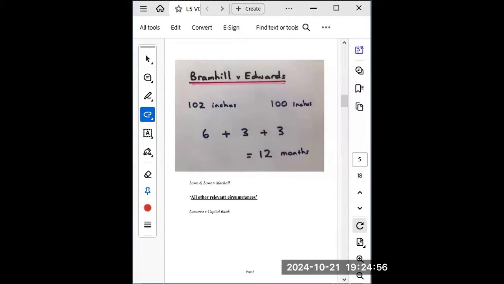After all, the buyer didn't complain for 6 months. And even then, even once he knew it was 102 inches, he still continued to use it for another 6 months before he wanted to sue the seller. Now, that's where we got to on Friday evening. Compare this case, Bramhill, with Lowe against Mitchell.